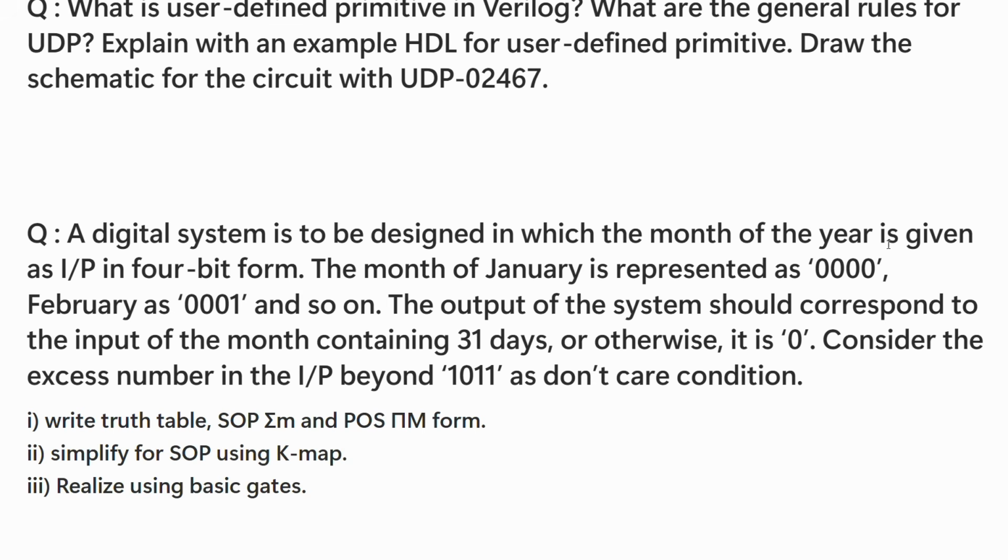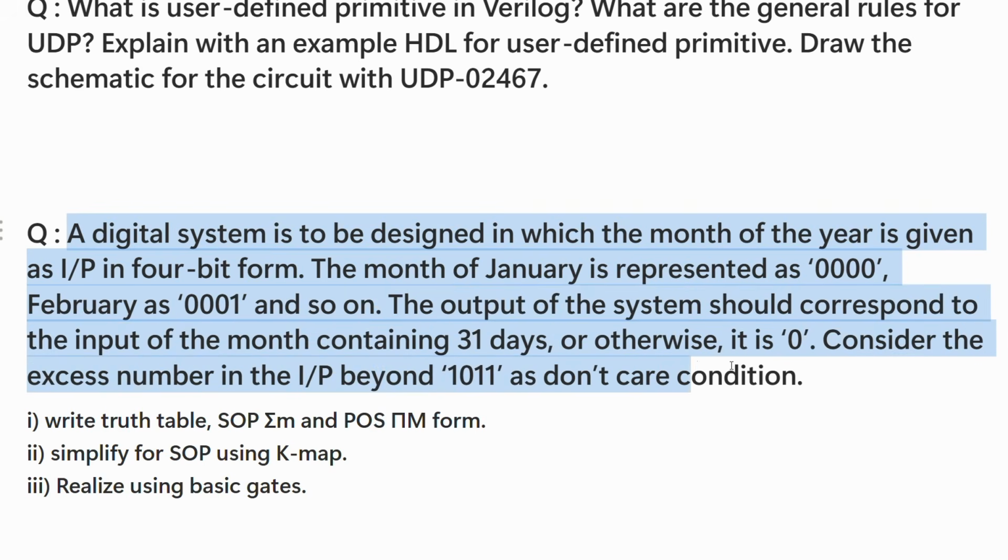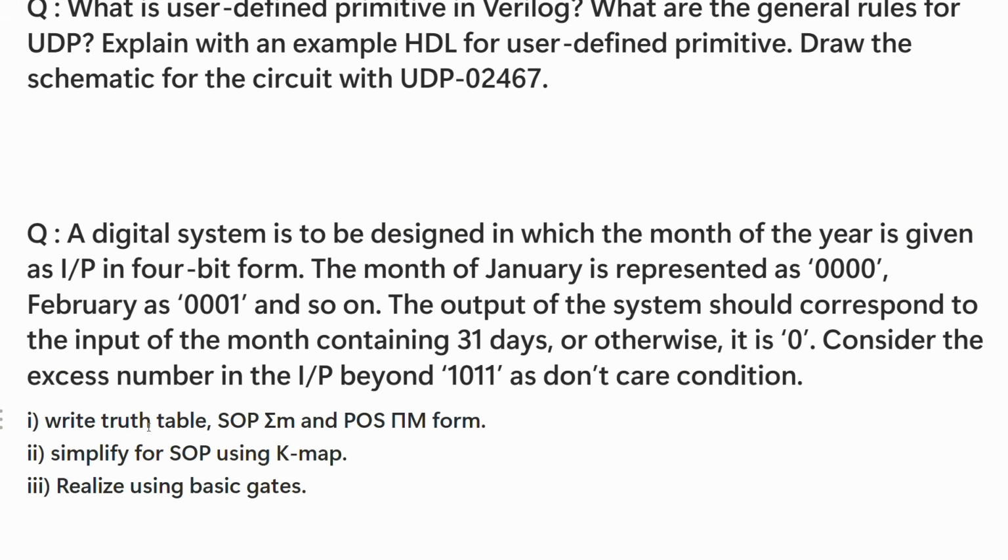Now our next question from module 1 is: a digital system is to be designed in which the month of the year is given as input in 4-bit form. The month of January is represented as 0000, February as 0001 and so on. The output of the system should be 1 for the input of a month containing 31 days, otherwise it is 0. Consider the excess numbers in the input beyond 1011 as don't care conditions.